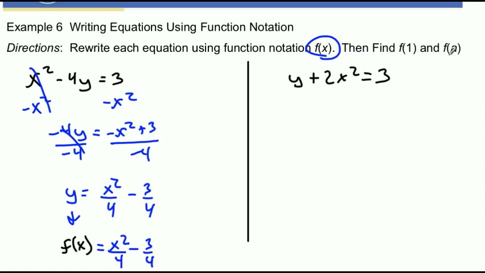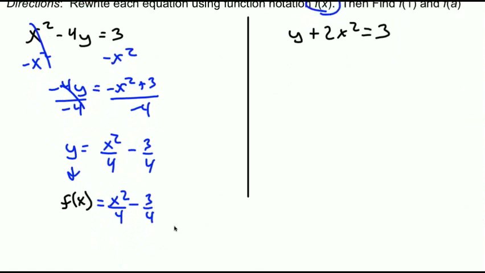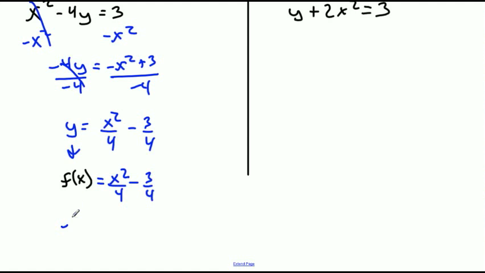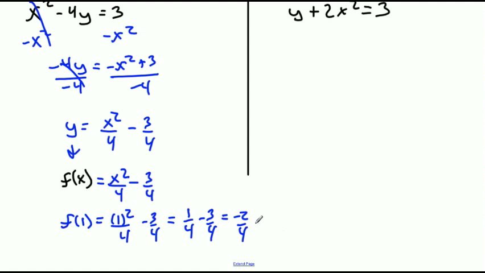Now we can find f of 1 and f of a just by plugging in. So if I want to find f of 1, then I'm just going to put 1 right here. So 1 squared all over 4 minus 3 over 4, which is simply 1/4 minus 3/4, which is simply negative 2 over 4, which is then negative 1/2.